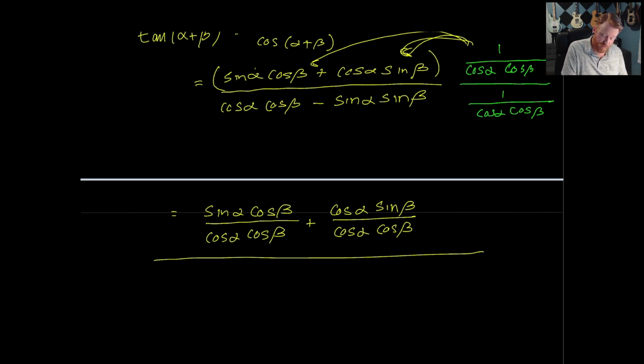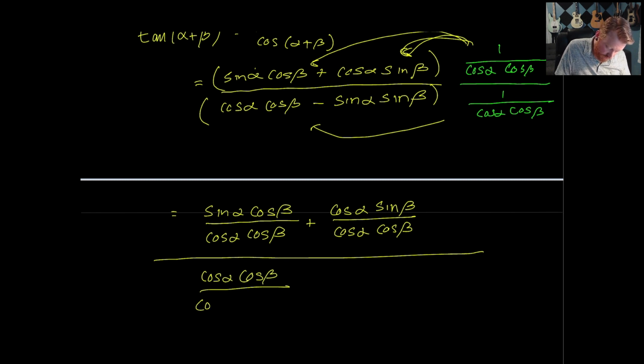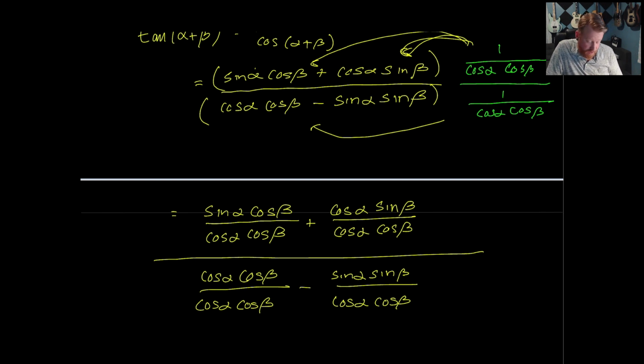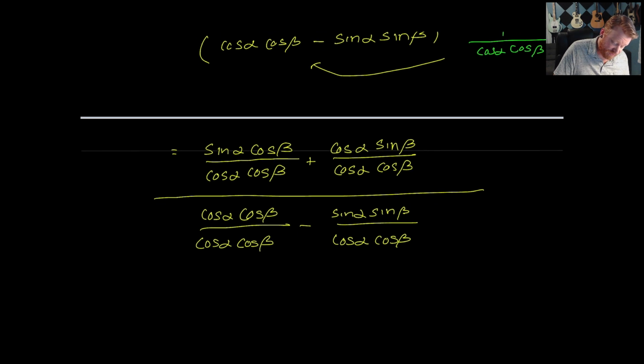And that's the numerator of our fraction now, and then in the denominator I'm going to distribute as well, and we're going to get cosine alpha cosine beta all over cosine alpha cosine beta. You'll notice that some things cancel there. In fact, everything cancels there. And then from this, we want to subtract sine alpha sine beta all over cosine alpha cosine beta. Nothing cancels there, but we will get some tangents there.